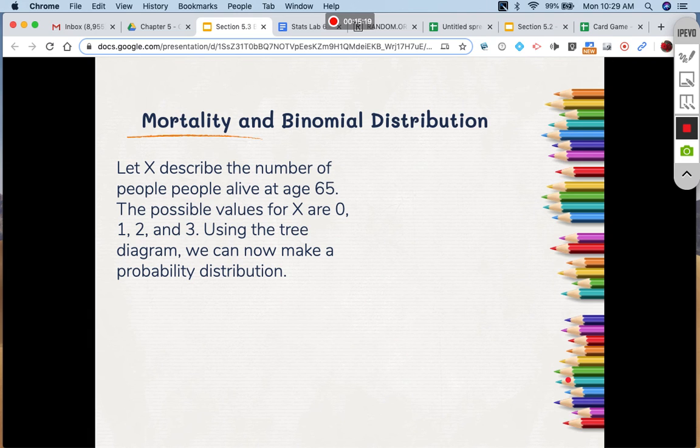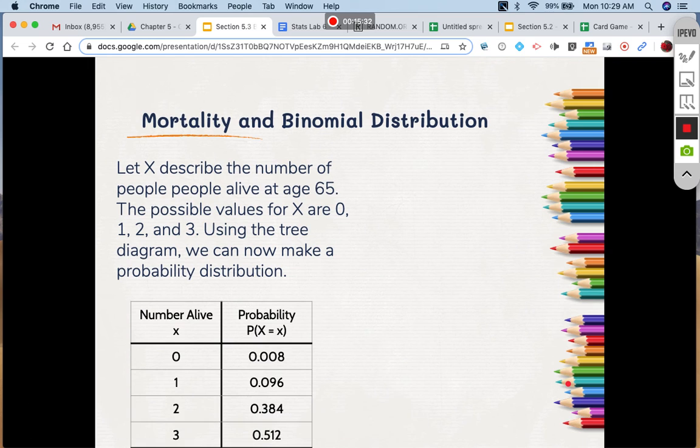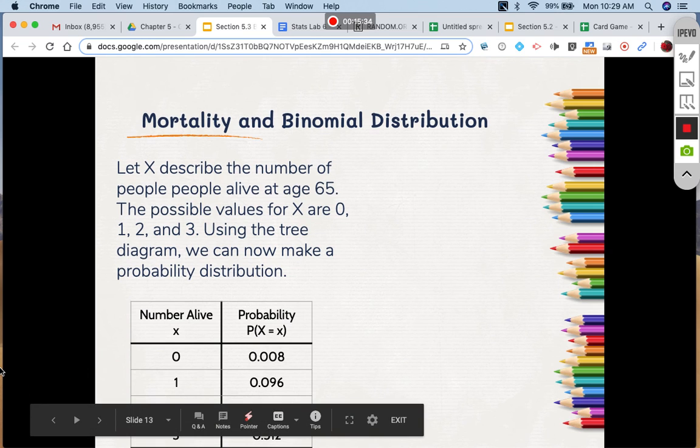So if X is the number of people alive at age 65, using that tree diagram we can now find our probability distribution. Let's go back.